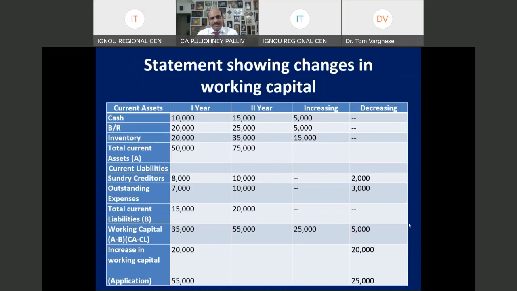A current asset is an asset which is short term. What is current liability? A current liability is a liability which is short term. A short term asset is called current asset. A short term liability is called current liability. Therefore, we are going to prepare what is short term assets, what is long term assets. Then we will see what is the changes, increase or decrease.